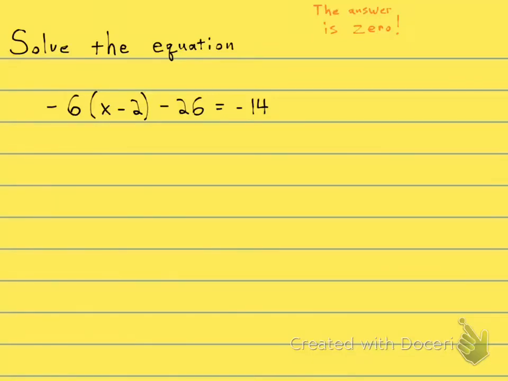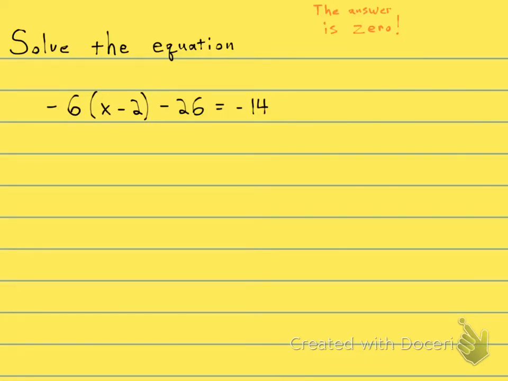All right, go ahead and write this one down. We're going to solve this equation here, and it is an equation because it has an equal sign. And in this one, I'm telling you that the answer is 0. Okay? The answer will come out to be 0. Don't be frightened. 0 is a number like all the other numbers.